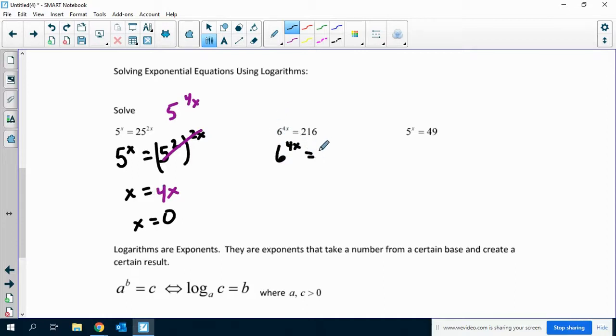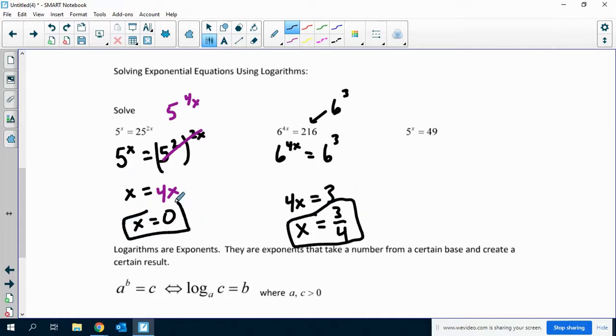6 to the 4x equals, well, 216 is the same thing as 6 cubed. So that's going to equal 6 cubed. So I have 4x equals 3, because when the bases are the same, then I can set the exponents equal to each other. So x equals 3/4.